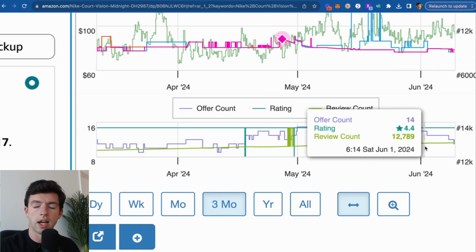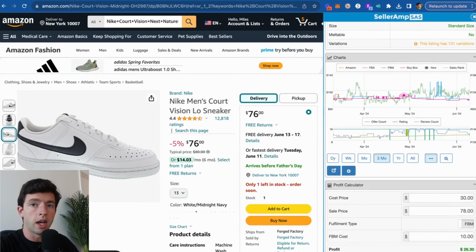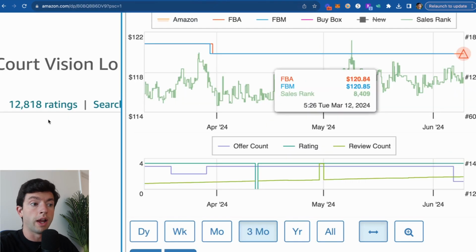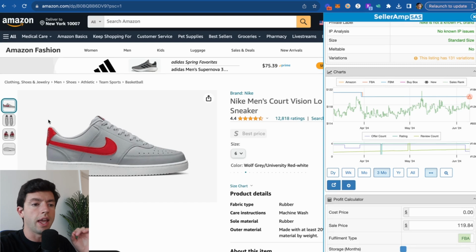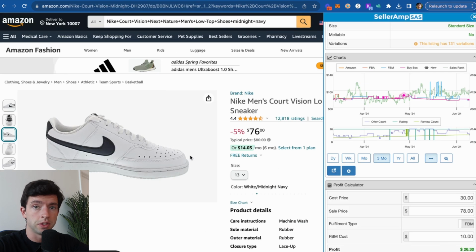I get the question all the time, how do you tell which specific variations sell best? And it's typically common sense around color and size. It makes sense that white and midnight navy would sell better than gray and red specifically right here. And then anecdotal data based on the specific Keepa chart. We can see this is a size 6 men's, and then this one is a size 13 men's. Makes sense that the size 13 men's is more common.